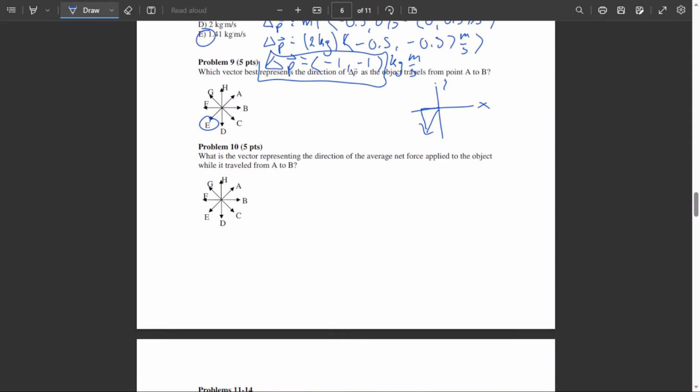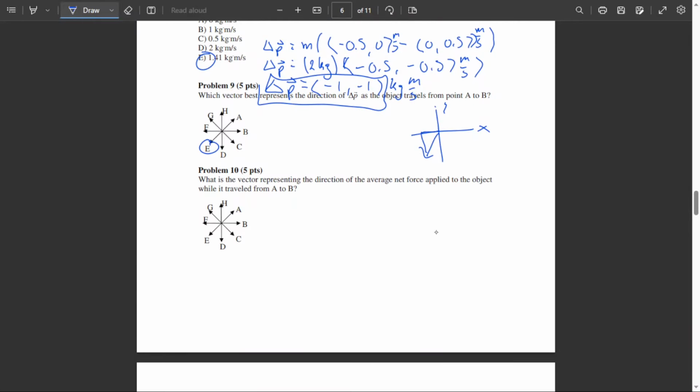And then problem 10, what is the vector representing the direction of the average net force applied to the object while it traveled from A to B? So, to get the direction of the average net force, if you remember that change of momentum over the change of time is equal to the force. So, the direction of the change of momentum is the same thing as the direction of the force. We already found the direction of the change of momentum. That's up here. So, our force is going to be in the same direction, which is E.